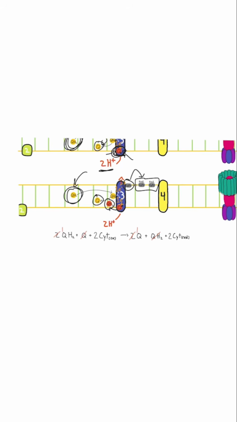So during 2 steps, we had 2 ubiquinols arrive, but we replaced 1 because we created a ubiquinol right there. So we had a net change of just 1. And then we also took 2 cytochrome Cs and created 2 reduced cytochrome Cs. And during that, we also pumped 2 hydrogens per step.